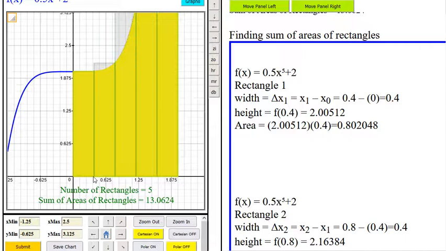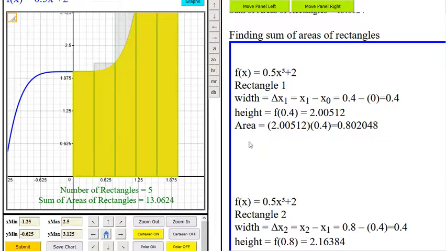So this is 0.4. When x is 0.4, y is 2.002512. And so this point right here, x is 0.4, y is 2.00512. And so the height of the first rectangle is 2.00512. And the area is 0.802048.